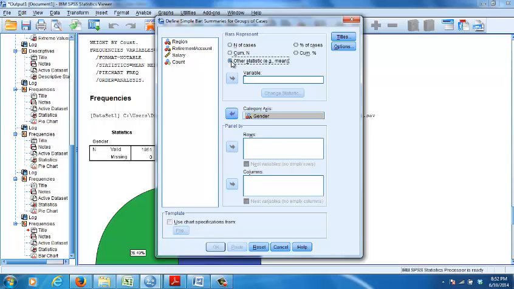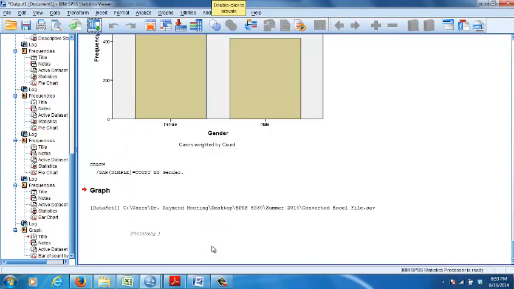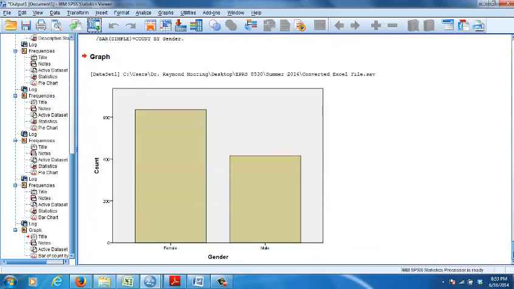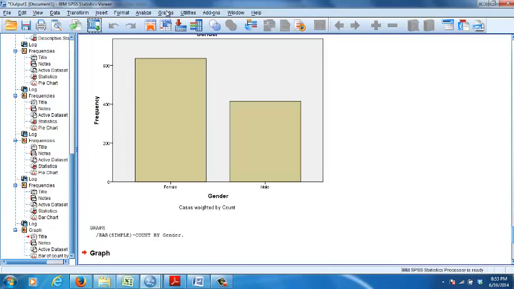Now you can use other statistics other than the mean, but I think we are good on N. The N's fine. You click OK, and what you'll see is that you created the same bar chart you created before. So you can use this Graph, Legacy Dialogs, or you can just go back to Analyze, Frequencies, and go to Charts.